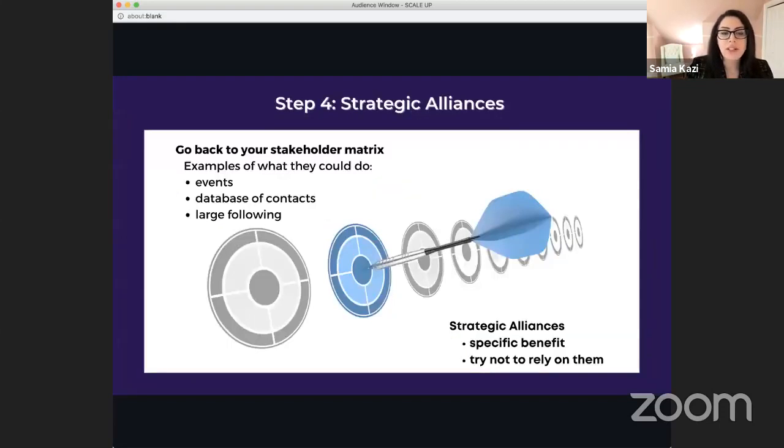Next, you want to think about what strategic alliances you might need to build. So if you go back to your stakeholder matrix, you may have noticed some organizations that don't really fall into the category of your local partnerships or boots on the ground, but also may be strong in other ways. So maybe there's a partner that's holding an event sometime in the future. Maybe they have a large database of contacts. Maybe they have a large following. So strategic alliances, you align with them for a very targeted benefit. You can't rely on them for all the other things that you need your local boots on the ground partner to do.